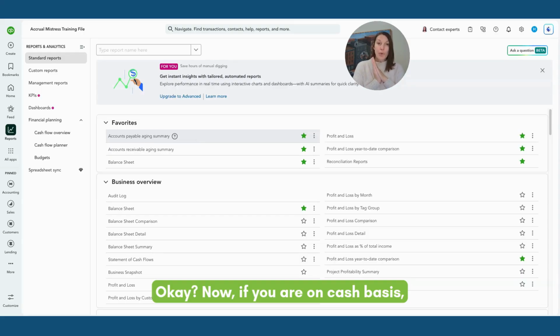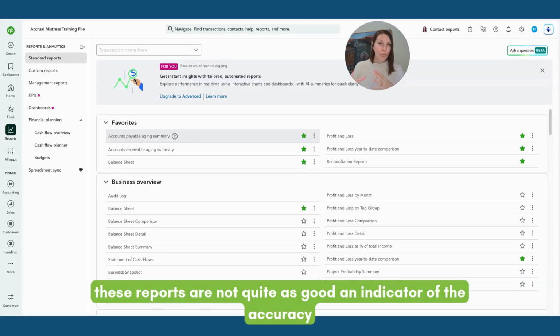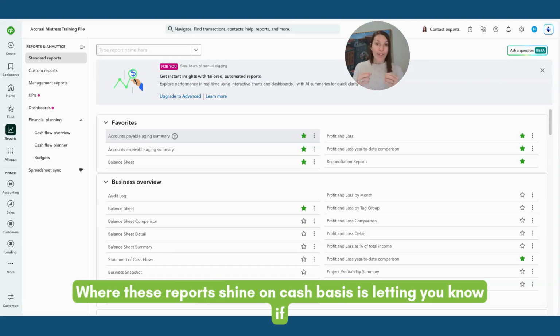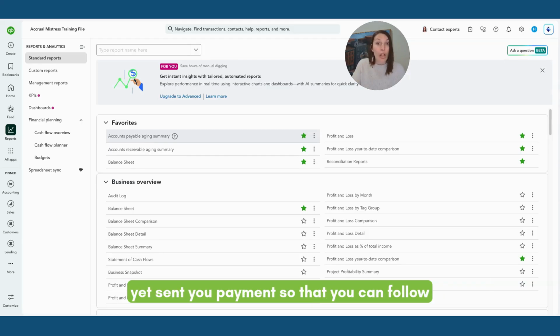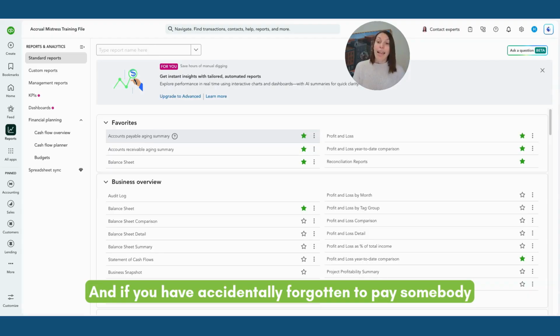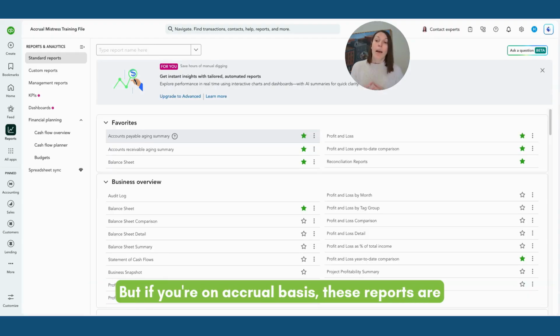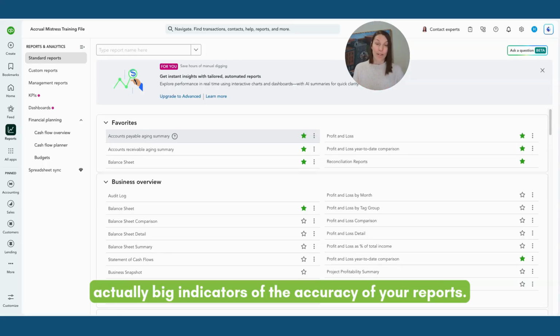Now, if you are on cash basis, these reports are not quite as good an indicator of the accuracy of your books, okay? Where these reports shine on cash basis is letting you know if somebody has owed you for a long period of time and hasn't yet sent you payment so that you can follow up with them and hopefully get your money. And if you have accidentally forgotten to pay somebody for a longer period of time, right? But if you're on accrual basis, these reports are actually big indicators of the accuracy of your reports. And we'll discuss why once we open up each one.